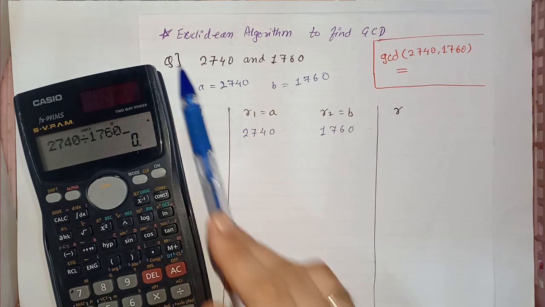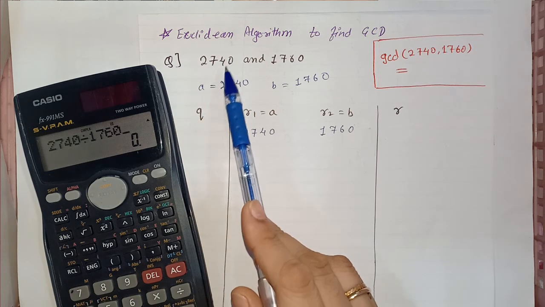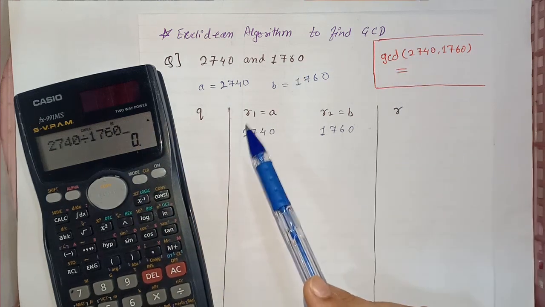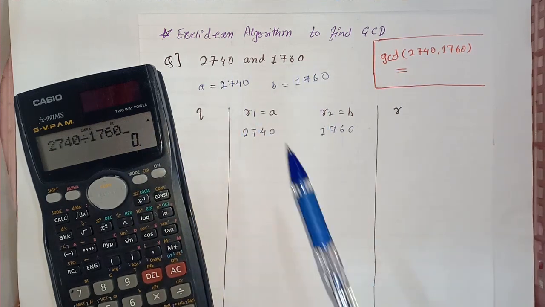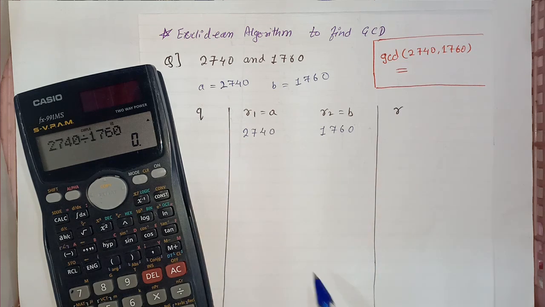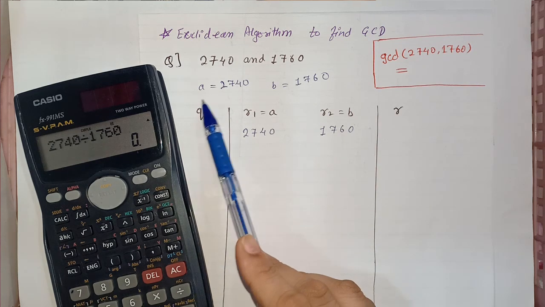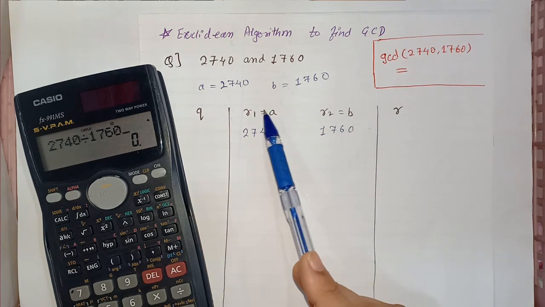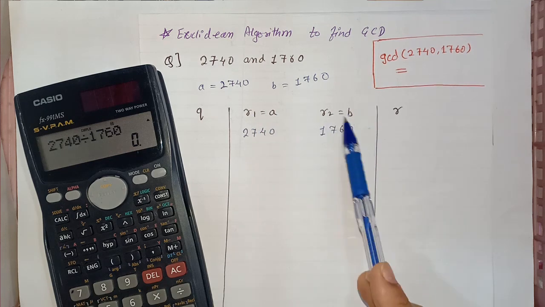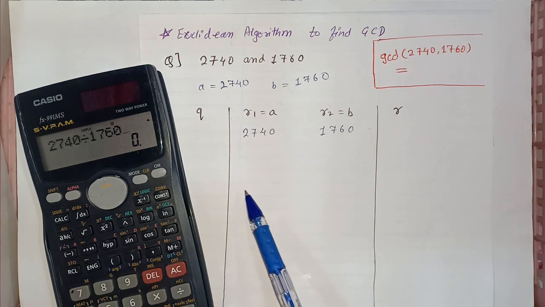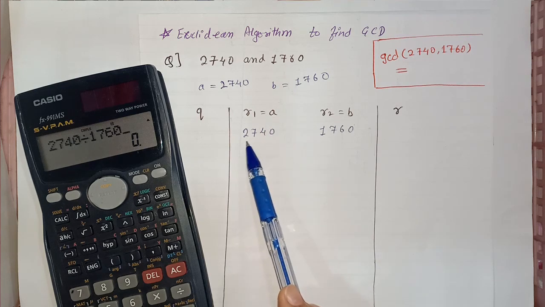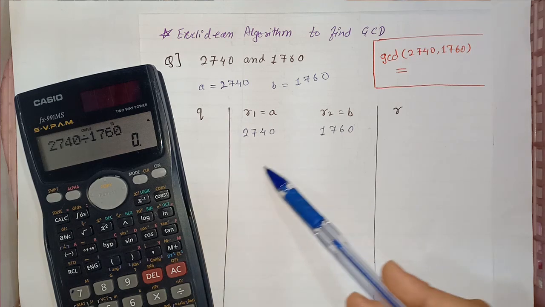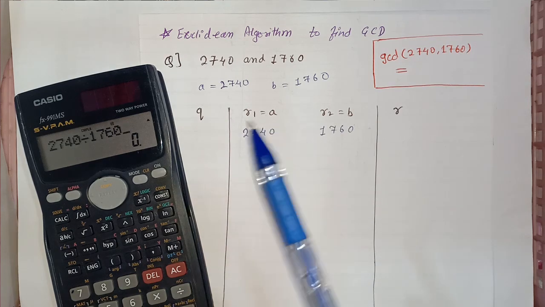So here we have a question to find GCD of 2740 and 1760. This we have to find. So this is A and this is B. We find the GCD using these columns. Here we have to write the quotient, and here we have to find the remainder. We have taken R1 and R2. So we have to divide this term by this term, find the remainder, find the quotient, and at the end we will find the GCD.